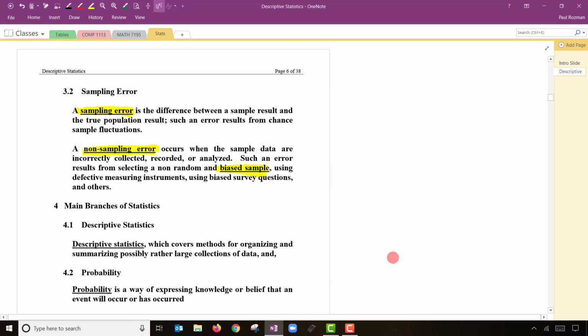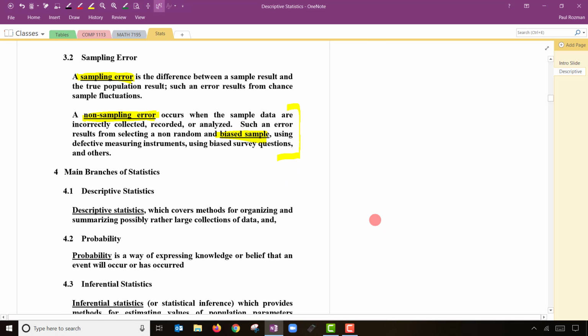So we're going to be on the lookout now for these non-sampling errors: one, so that when we're criticizing someone else's work, we can be critical, and two, so that we can avoid making mistakes ourselves. So yeah, those are the main intro definitions.